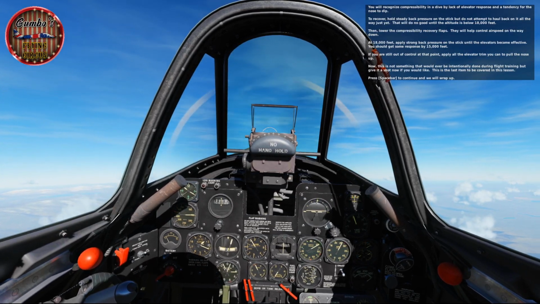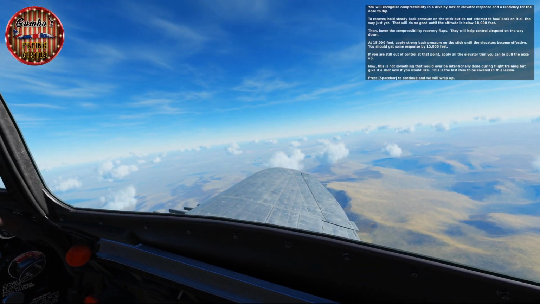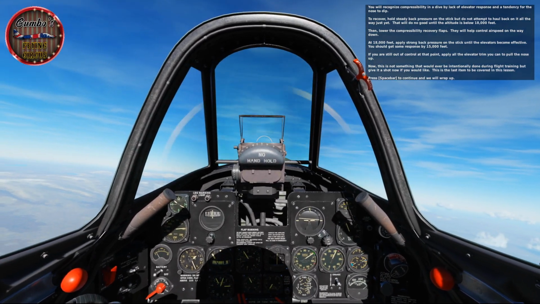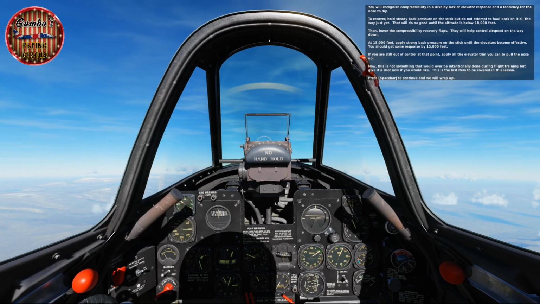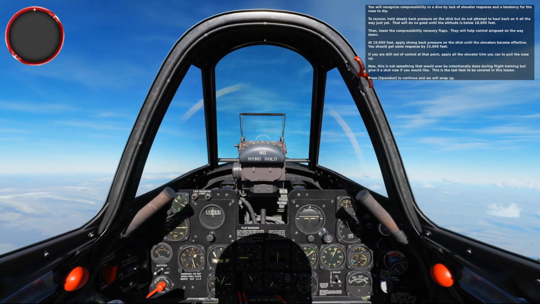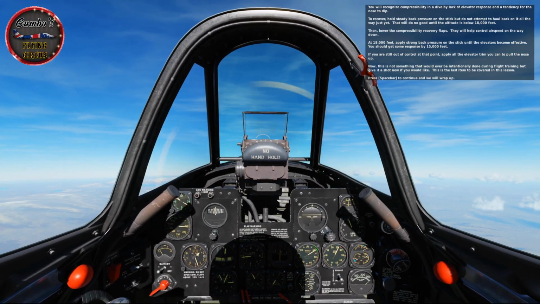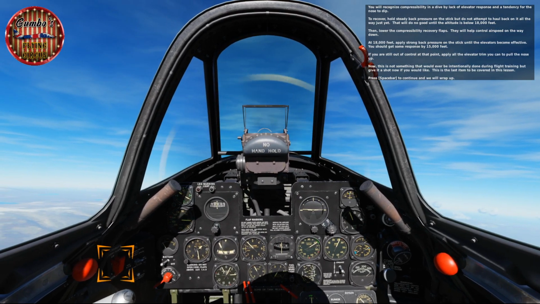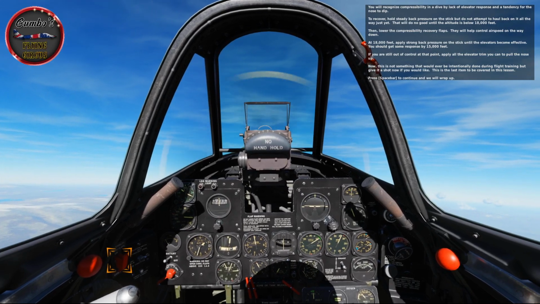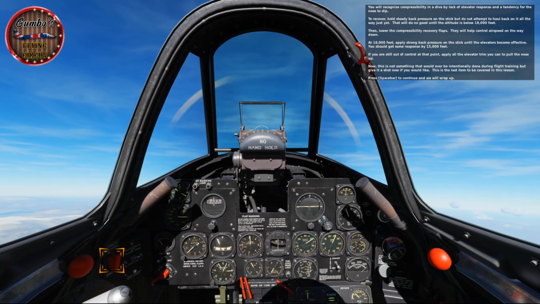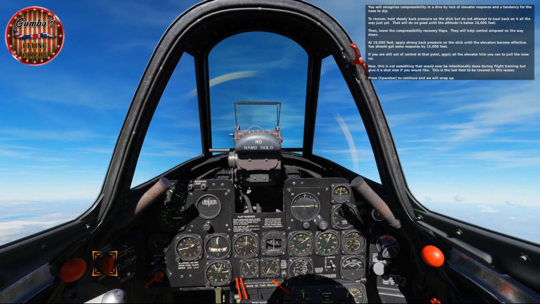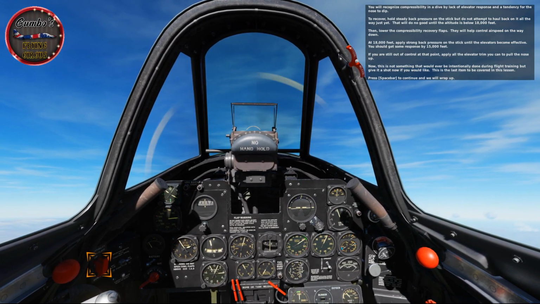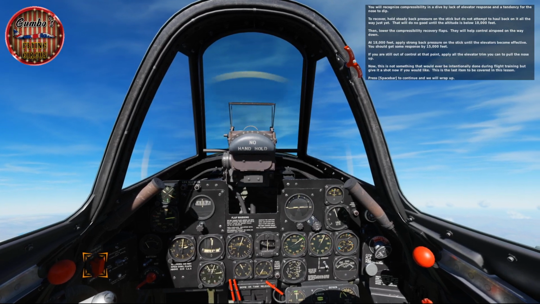You'll recognize compressibility in a dive by lack of elevator response and a tendency for the nose to dip. To recover, hold steady back pressure on the stick, but don't attempt to haul back on it all the way just yet. That'll do no good until the altitude is below 18,000 feet. Then lower the compressibility recovery flaps. They'll help control the airspeed on the way down. At 18,000 feet, apply strong back pressure to the stick until the elevators become effective. You should get some response by 15,000 feet.